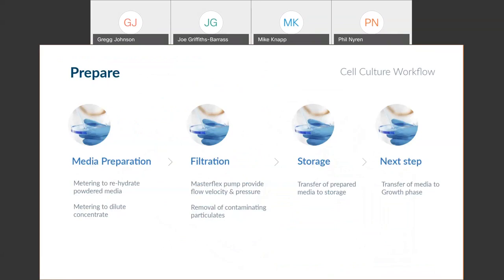In media preparation, the solution that provides an optimal cell growth environment, peristaltic pumps provide the metering accuracy needed to rehydrate powdered media or dilute concentrate media into custom in-house blends. At the filtration stage of this process, it is simple removal of contaminants that may have been present in the concentrate or media. We will review the filtration application in depth later, but here Masterflex pumps provide both the flow velocity and pressure needed to produce effective filtration results. And lastly, at this stage, storage and transfer. These are self-explanatory, as the media needs to be stored or transferred to the next step in the process.